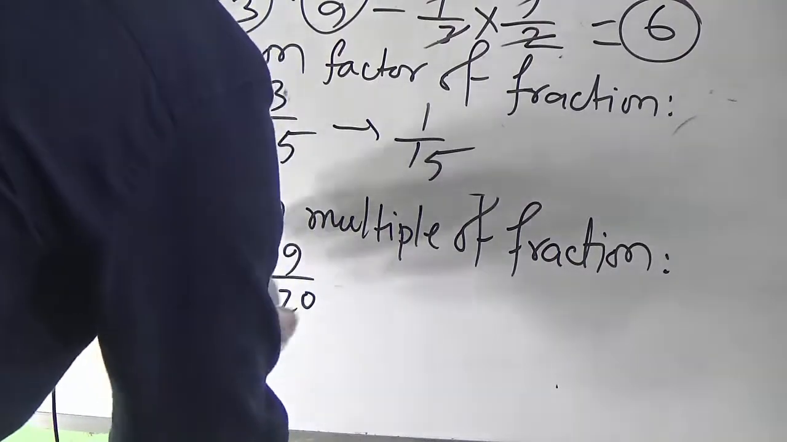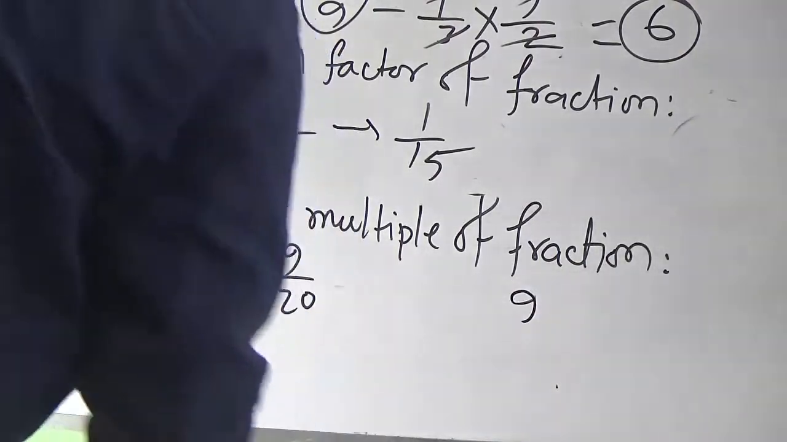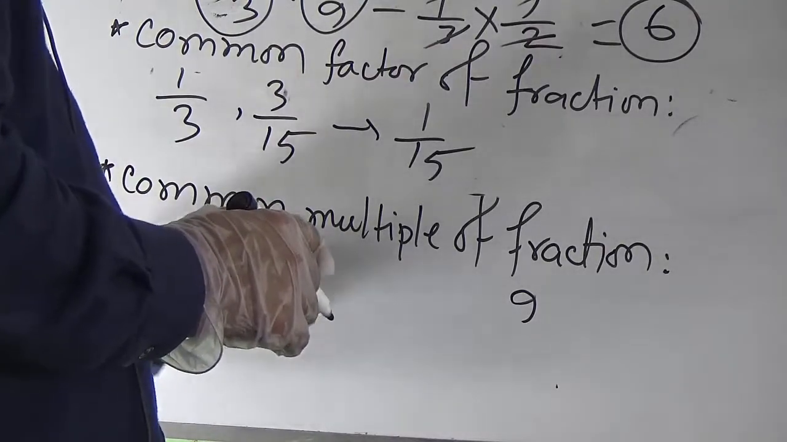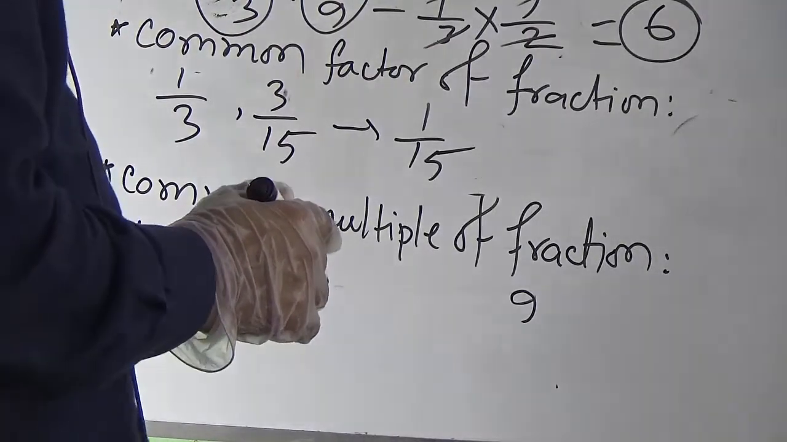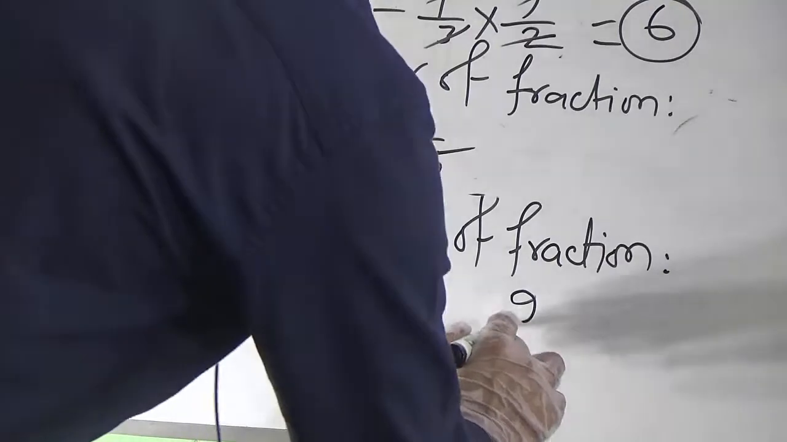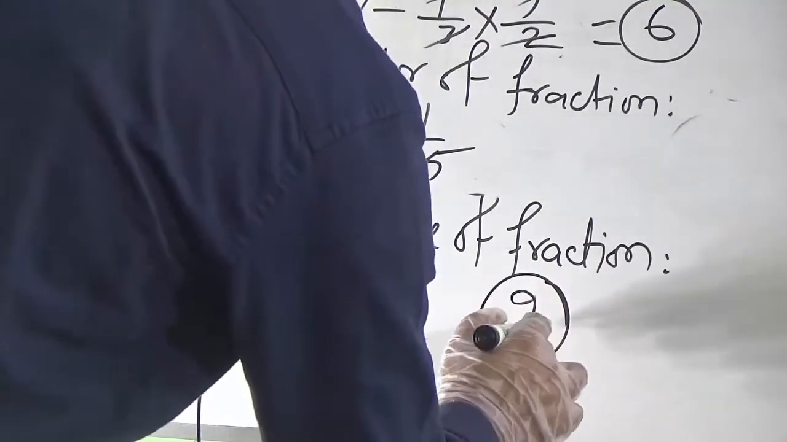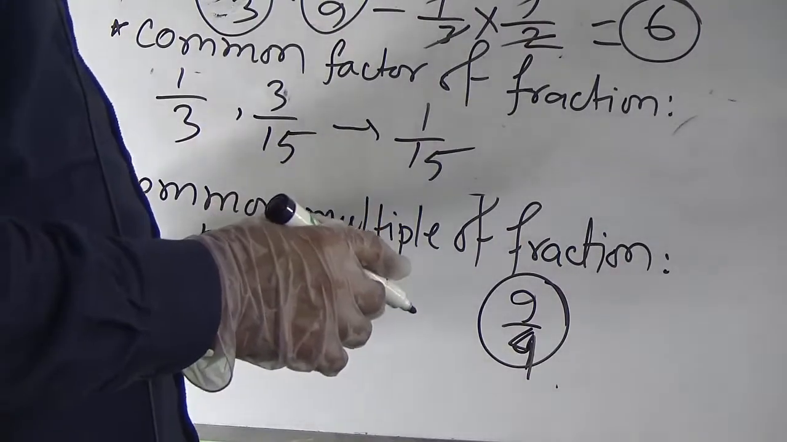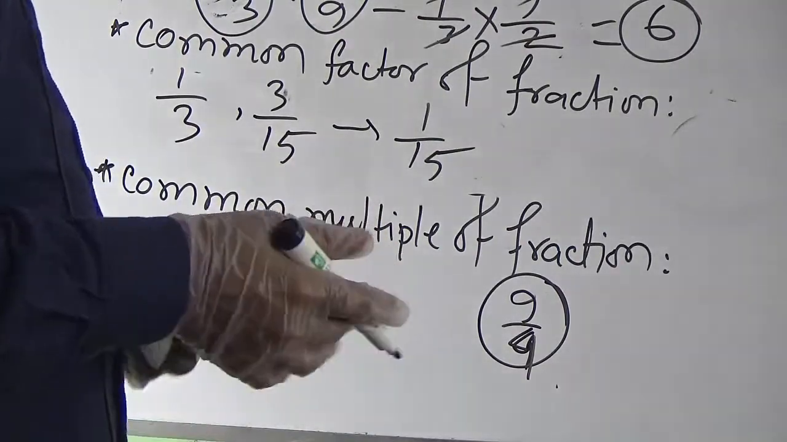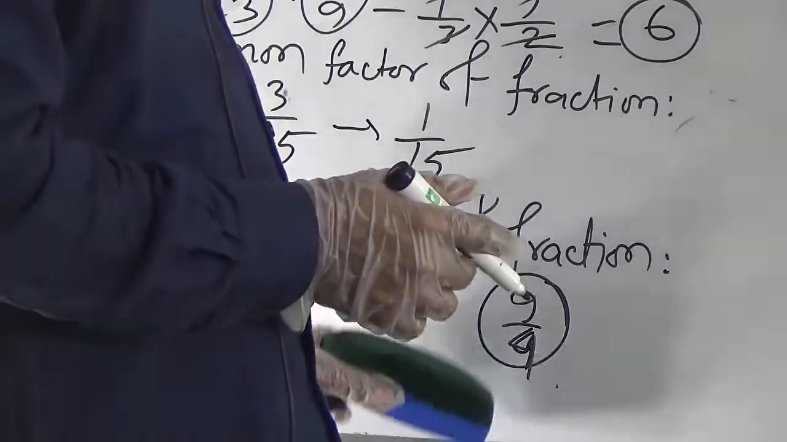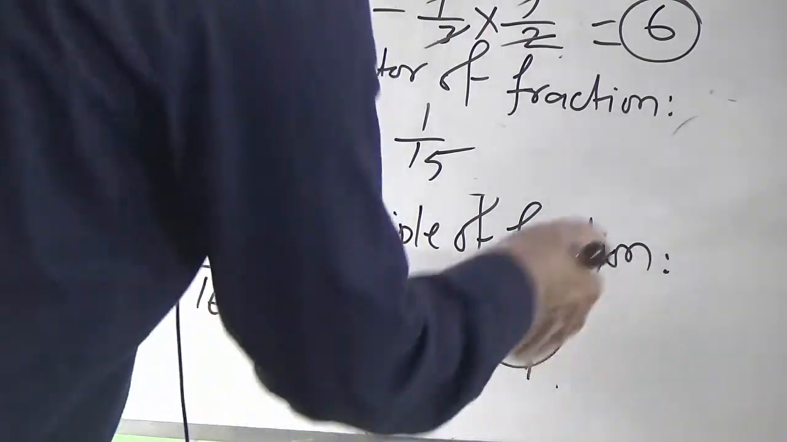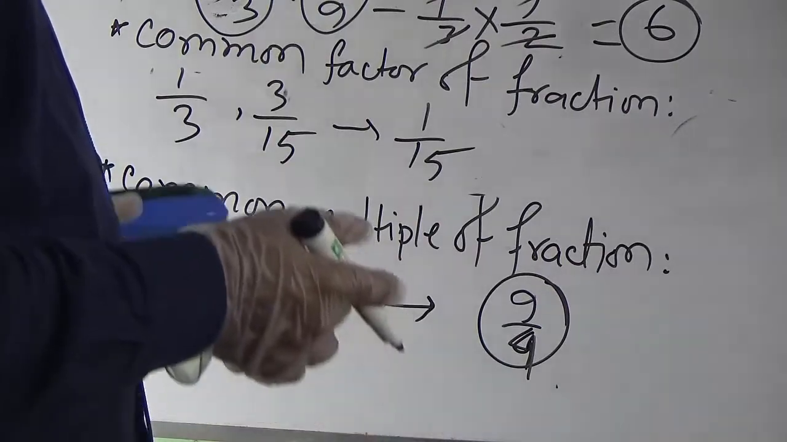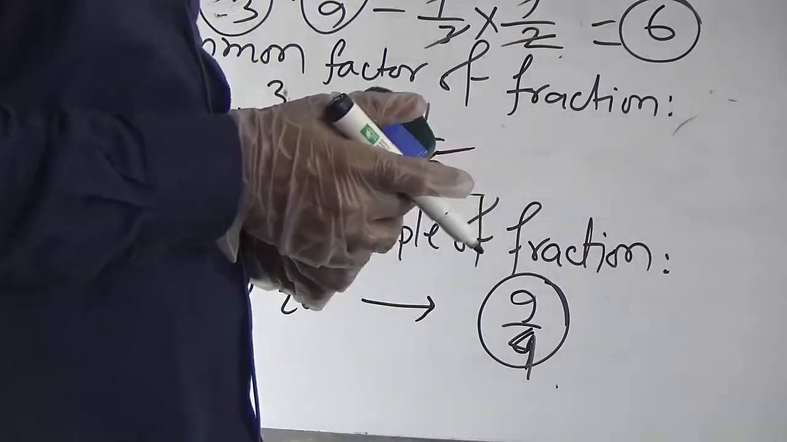The common multiple of 1, 3 and 9 is 9 here, and the common factor of 4, 16 and 20 is 4 here. So, the fraction formed by the common multiple of the numerators and the common factor of the denominators is 9 by 4. So, this 9 by 4 is the common multiple of the given fractions.